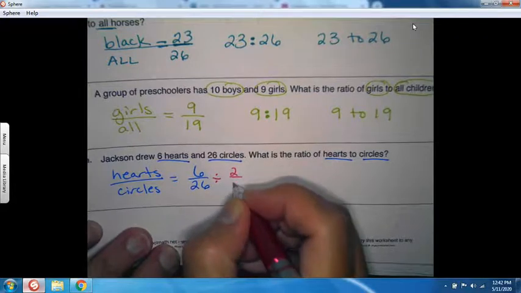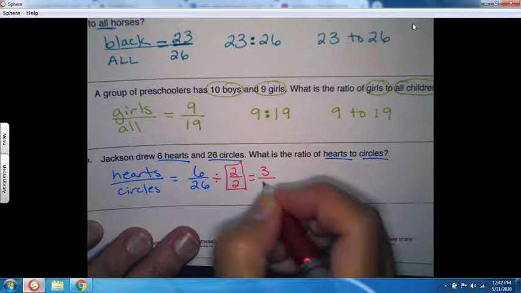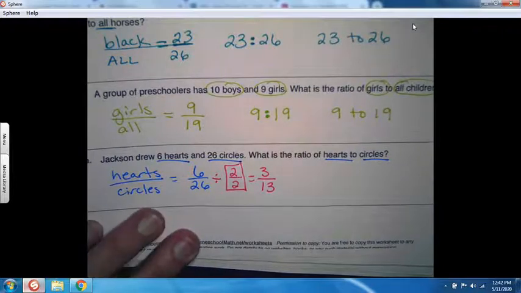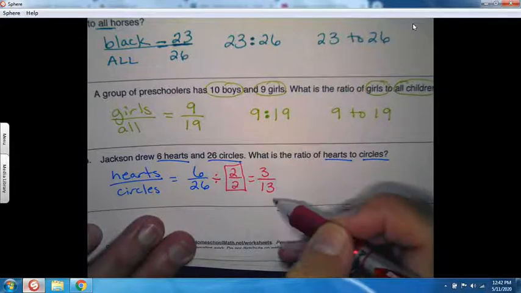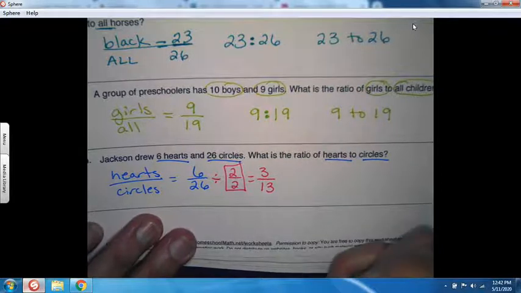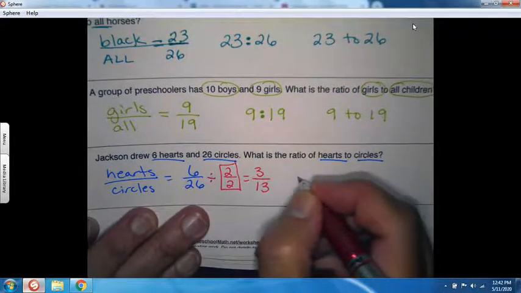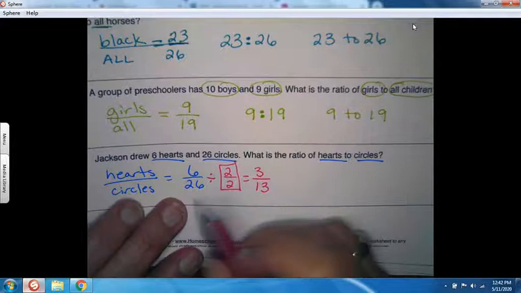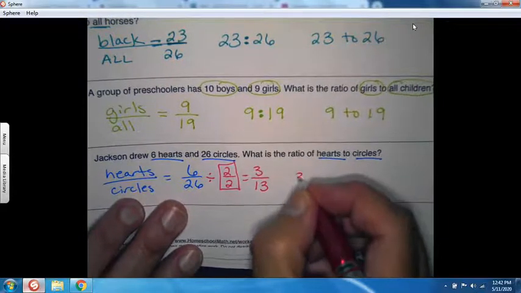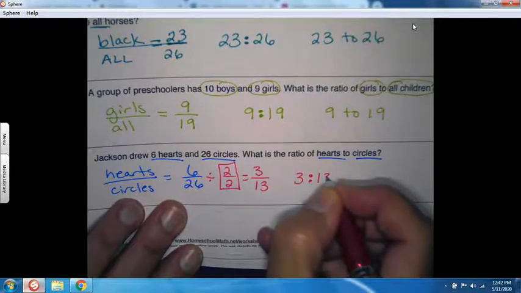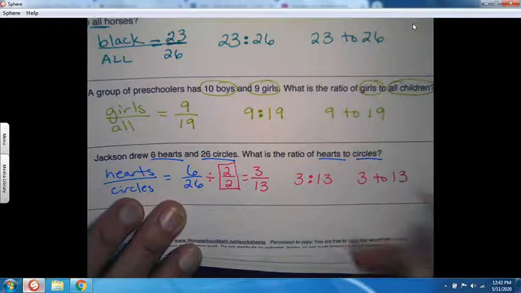So we divide by 2 over 2, and we get 3/13. So for every 3 hearts he draws 13 circles. Okay? And then write it as a ratio the other two ways. Leave it simplified after you do it here. So 3:13, and then 3 to 13.